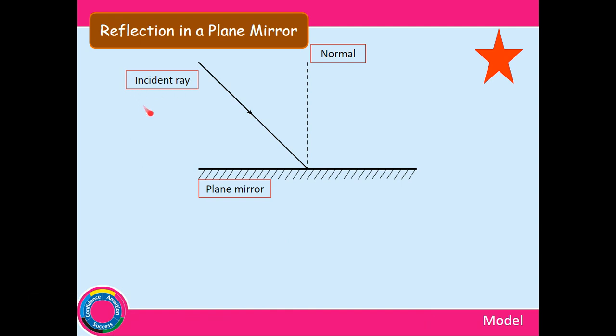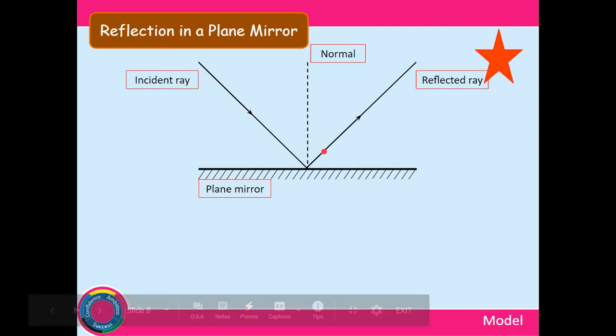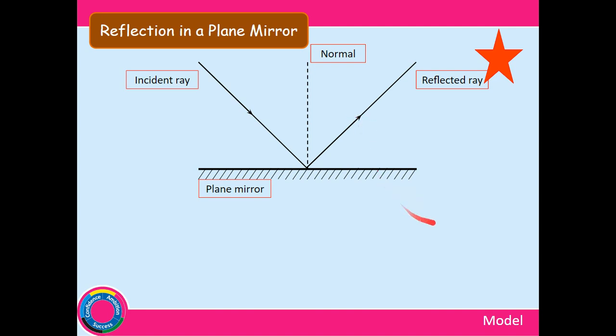Now an incident ray is the ray that's coming in, and the way you represent that is by drawing a line and an arrow showing it going towards, in this case, a mirror. Alright, here is our reflected ray. And we know that's a reflected ray because it's moving away from the mirror, from that normal point there, and it has an arrow to show you that direction.